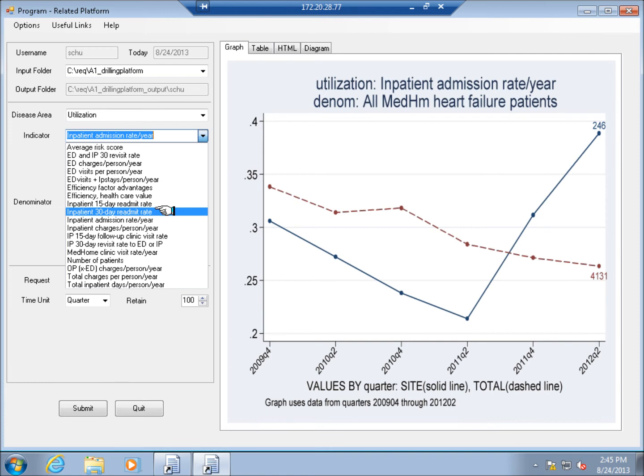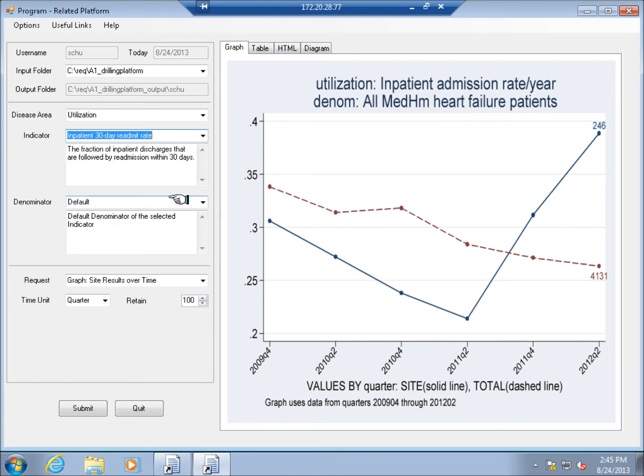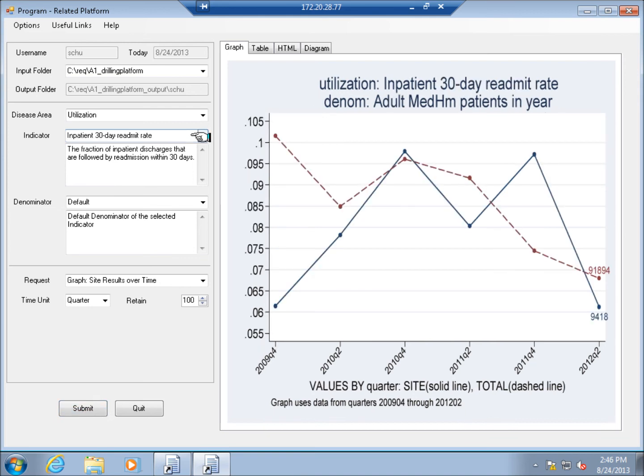Various forms of readmission and revisit rates are available as well. For example, the 30-day readmission rate following hospital discharge. This readmission rate has been trending downward across the system, although the pattern at Lolly Kemp is not so clear due to smaller sample sizes.